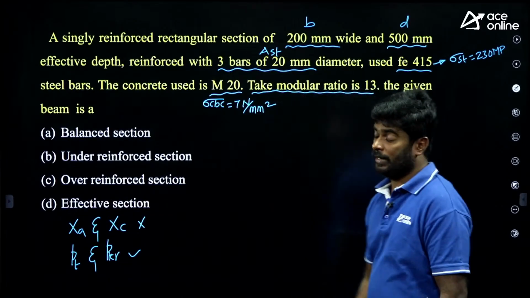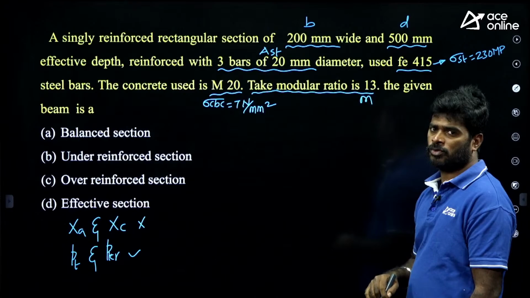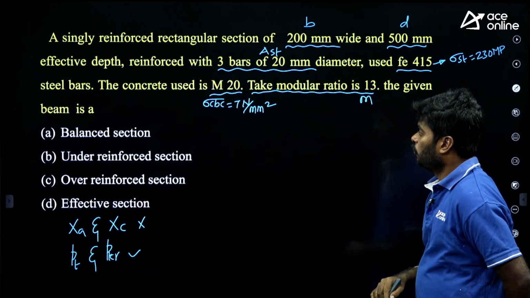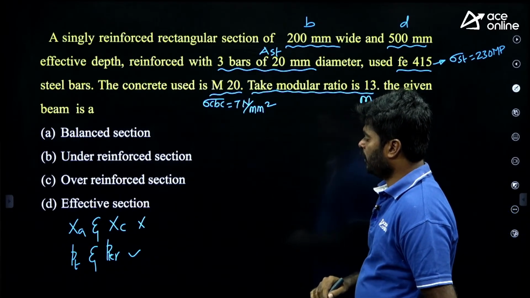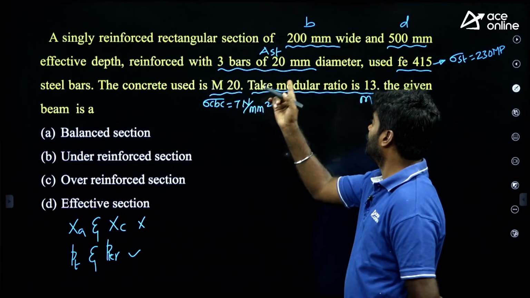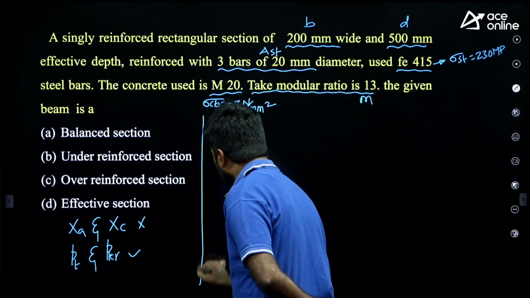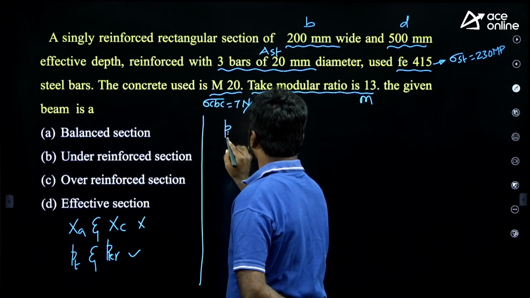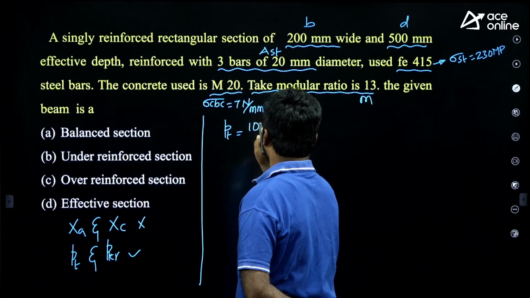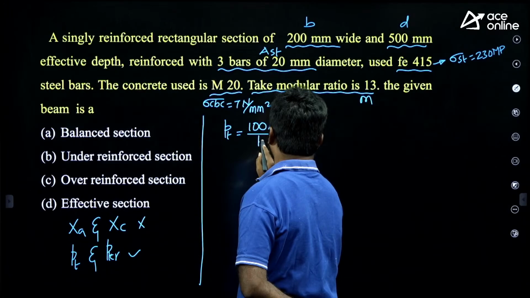My dear, they have given a modular ratio m. Let us make use of it. First of all, I would like to find out the percentage of tension steel in the given beam section. What is the percentage of steel section given? pt equals 100 Ast upon bD.